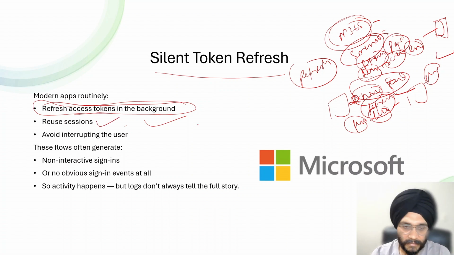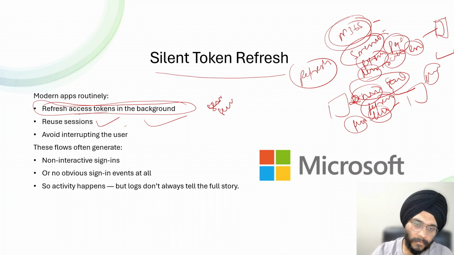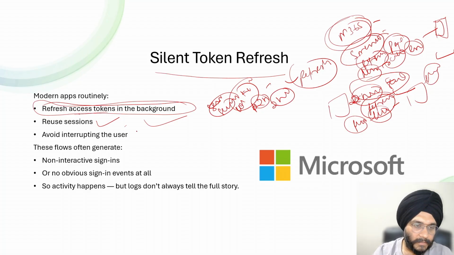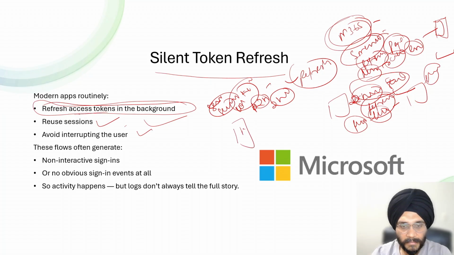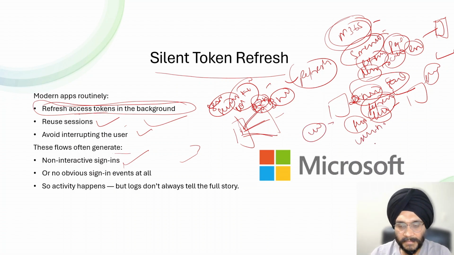Reuse sessions. Again, the same session will be reused. The same token will be used for login to other applications and refresh. Let's say 2 hours, now he refreshed, so again the 2 hour timer will start. Avoid interrupting the user. It's self-explanatory, right? So login once, and you will not be prompted for MFA again and again. These flows often generate non-interactive sign-ins because you did not enter the username and password, so these will not be user-based sign-ins. You will not be able to see them in user-based sign-in logs. Non-interactive sign-in logs will be generated.